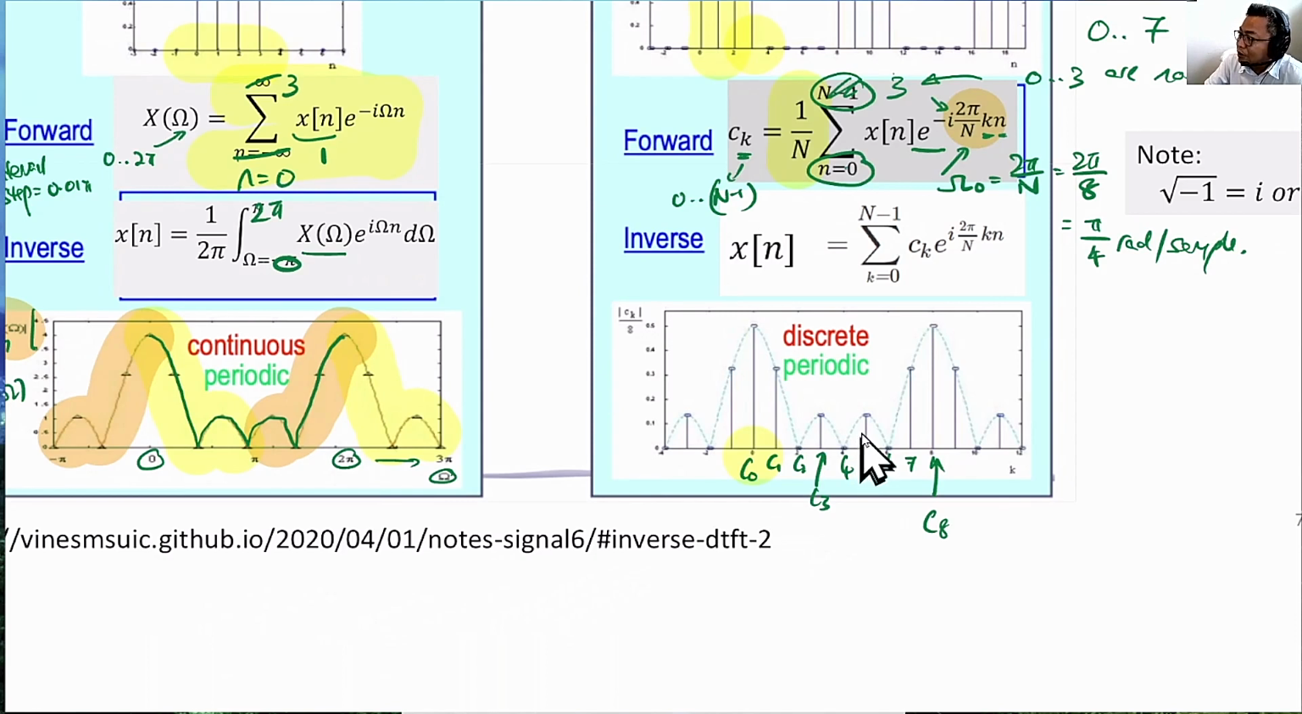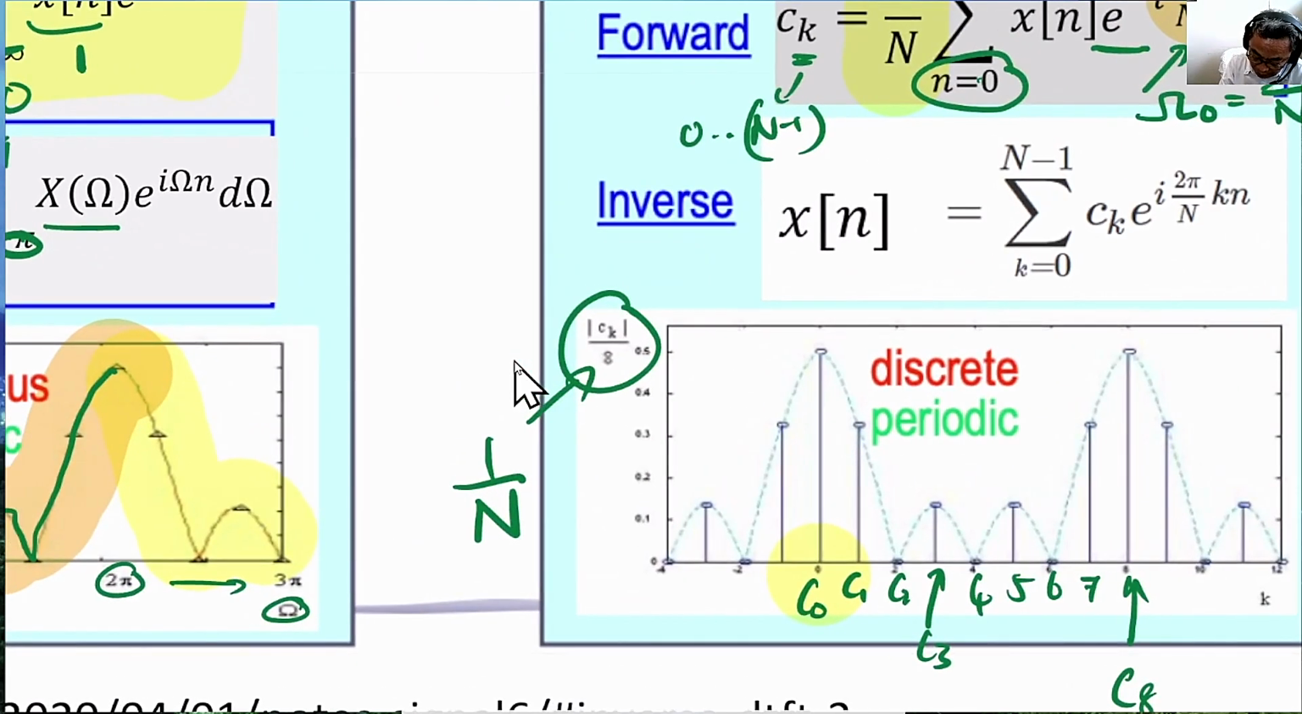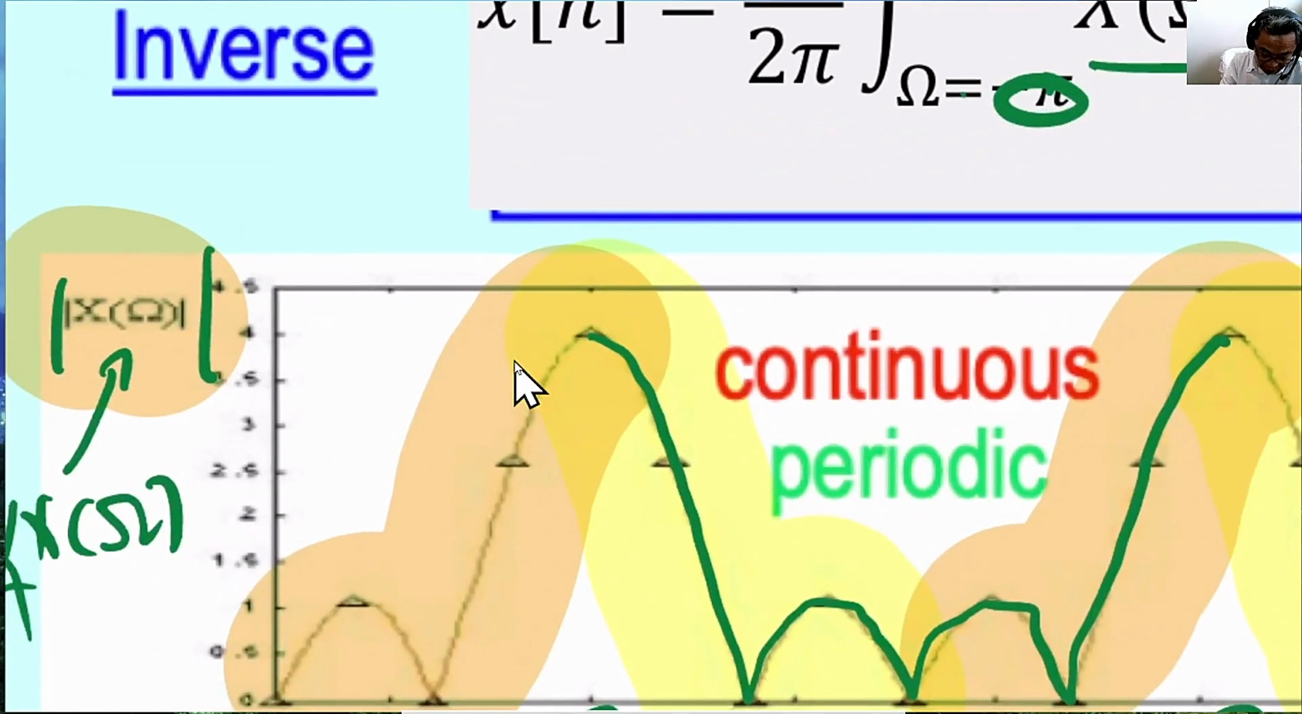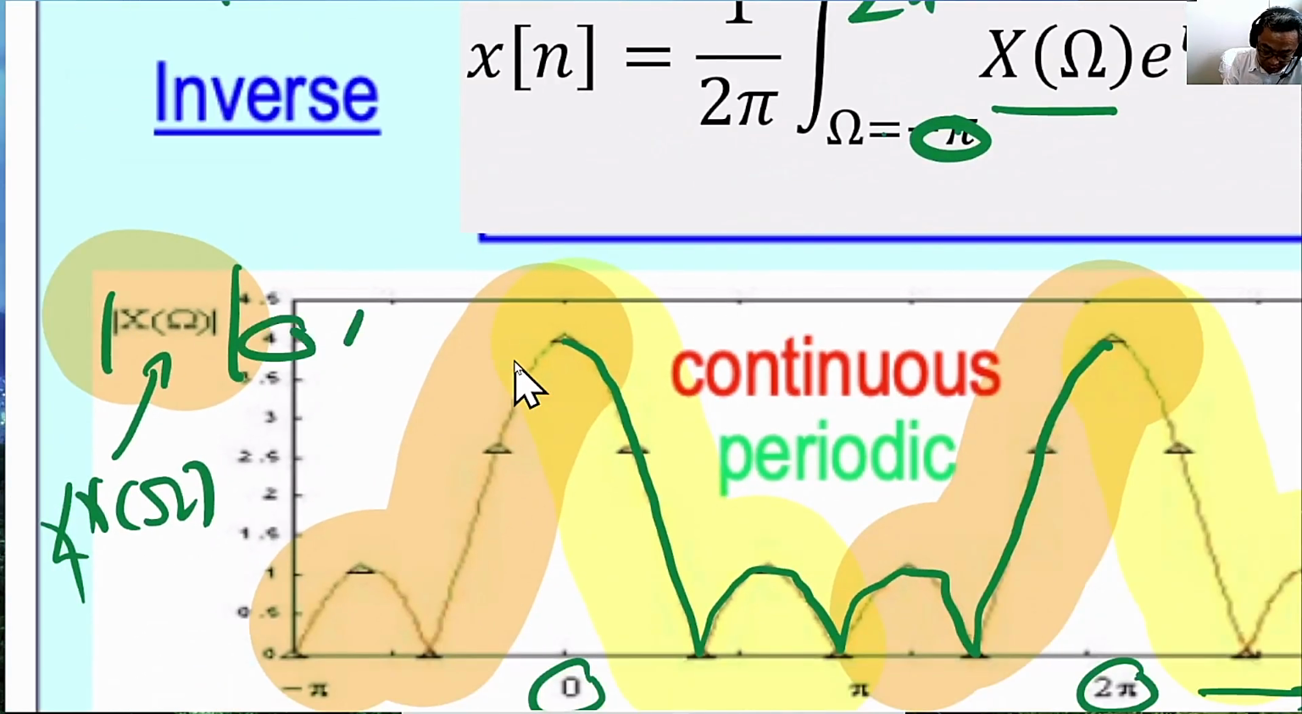So you can now think of the discrete time Fourier series as a sampled version, because we're only sampling at different frequencies of X of omega, and in addition to that, it is scaled by 1 over N. In this case, it's 1 over 8. So the value here is 0.5, and 0.5 times 8 is 4. So the value here is exactly 4.